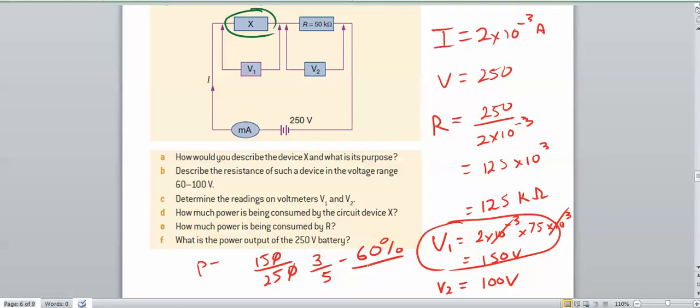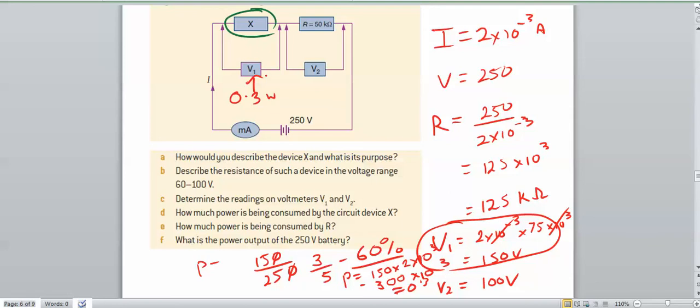How much power is being consumed by the circuit device X? Well, power is equal to V times I, which is 150 times current, which is 2 by 10 to the minus 3. So we've got 300 by 10 to the minus 3, which is 0.3 watts. So there's going to be 0.3 watts across here, and that's going to be 60% of the total power.